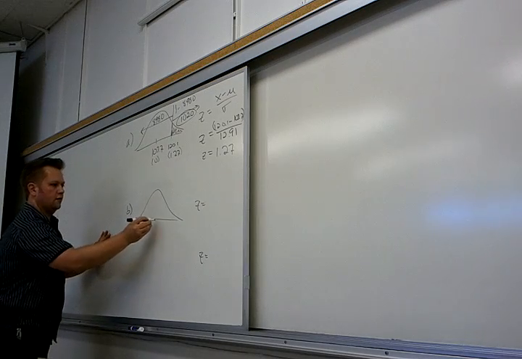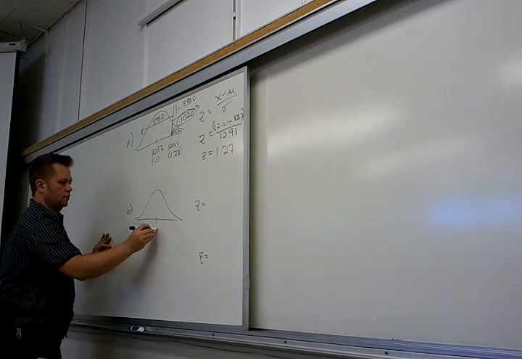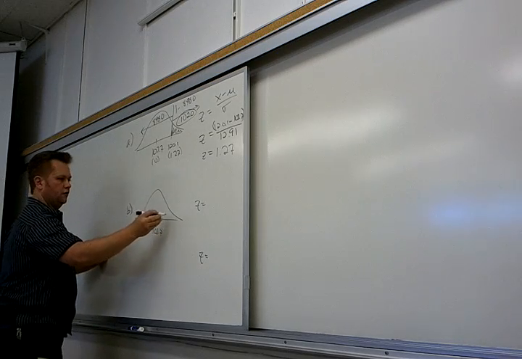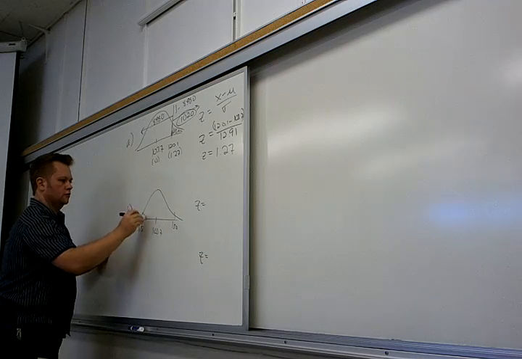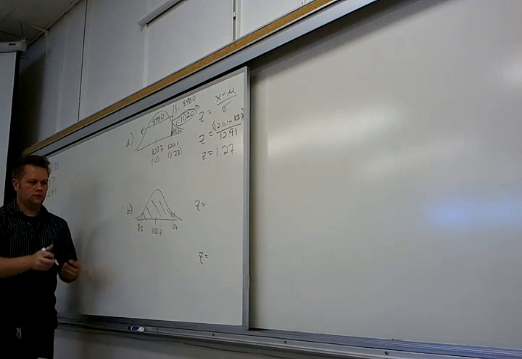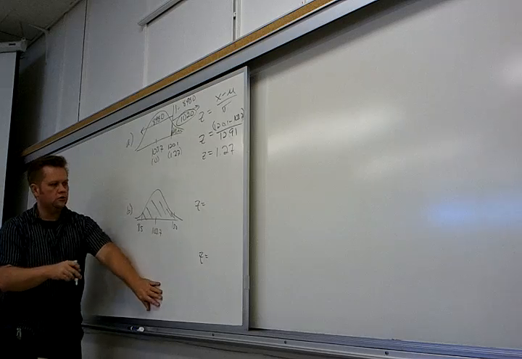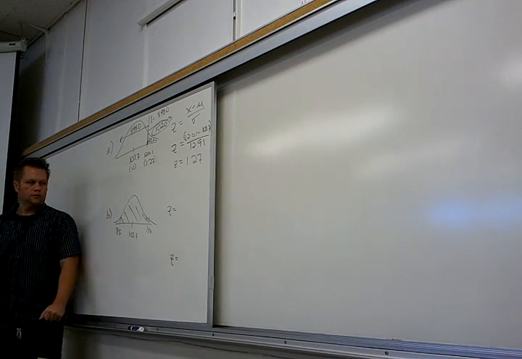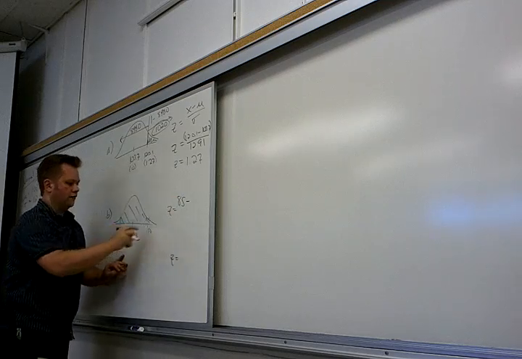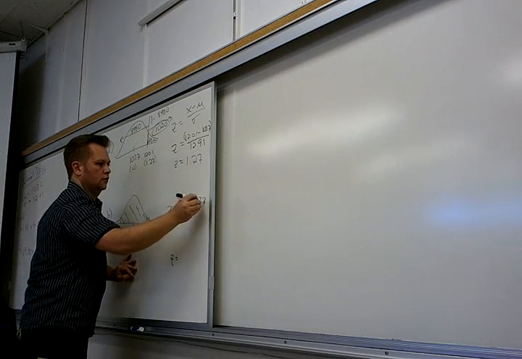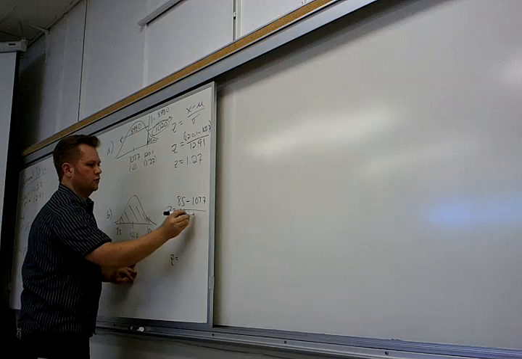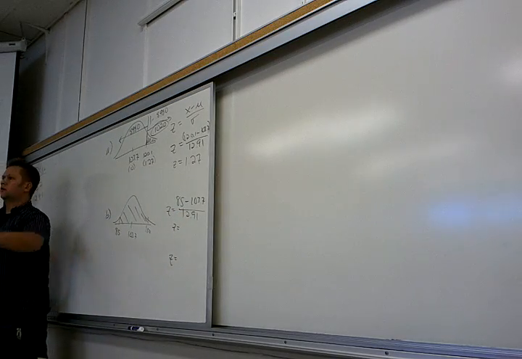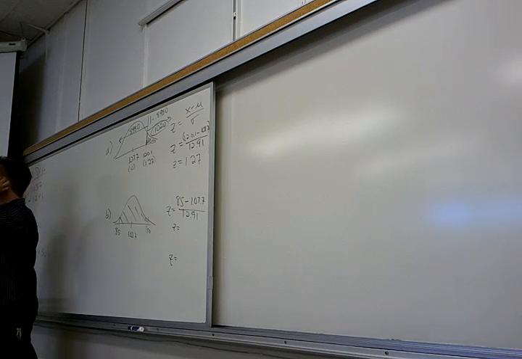And what about part B? So part B I just have two parts, 85 and 150. So I want this area in between there. So I've got to find a z-score for 85, and I have to find a z-score for 150. So for 85, it'll be 85 minus the mean, divided by 12.91. What do you guys get for that? Negative 1.39.